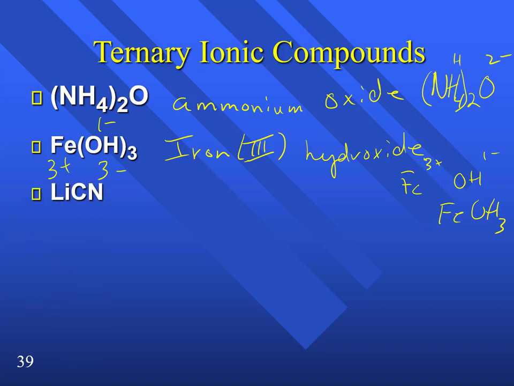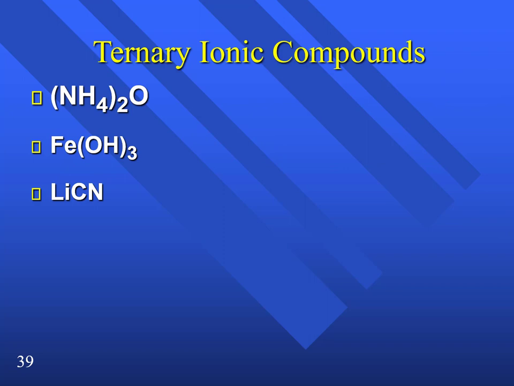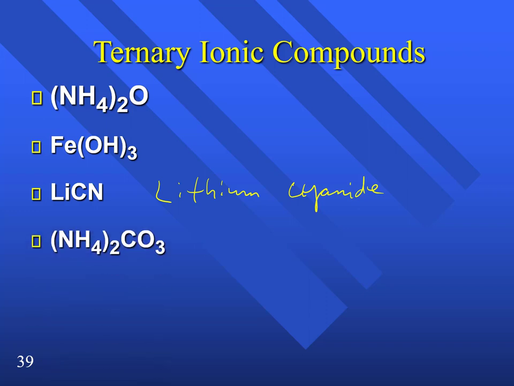LiCN? Li is lithium. It's in group 1A, so it doesn't need Roman numerals. CN is named cyanide. So it's just lithium cyanide. Don't need Roman numerals. It's really easy. The hard part is figuring out the Roman numerals. Oh, the hard part is this. What the heck is this?